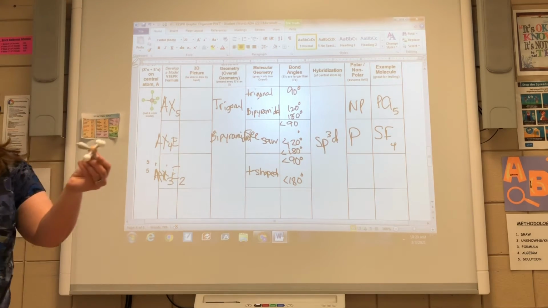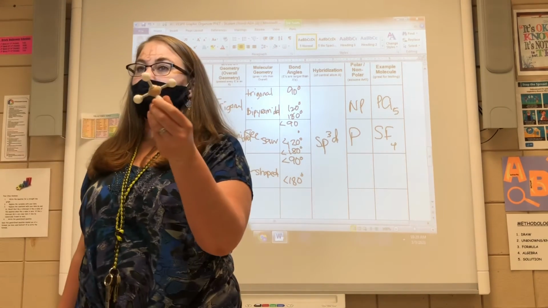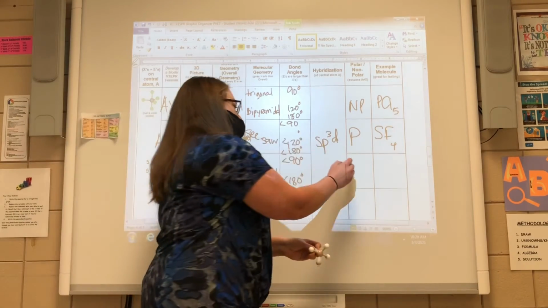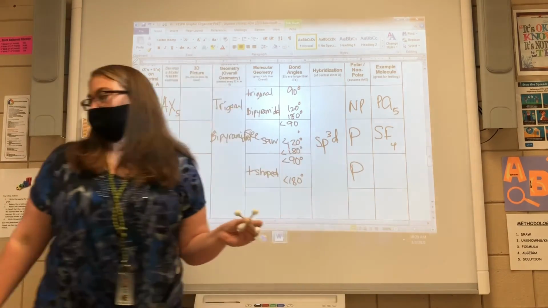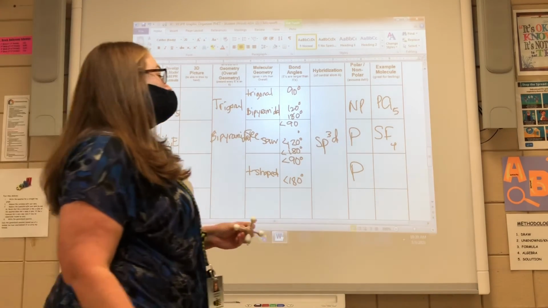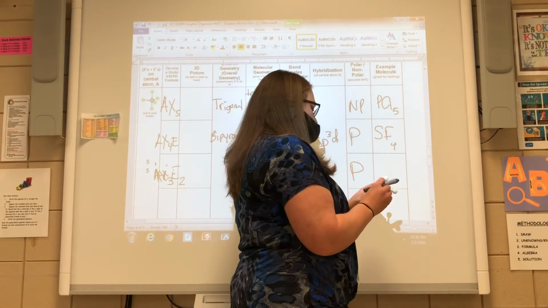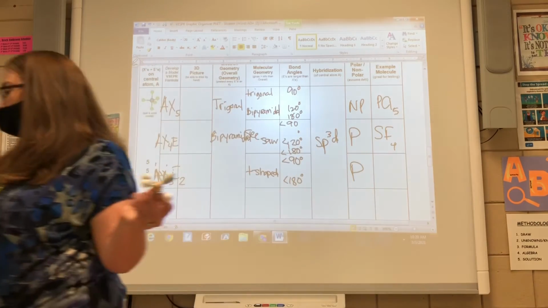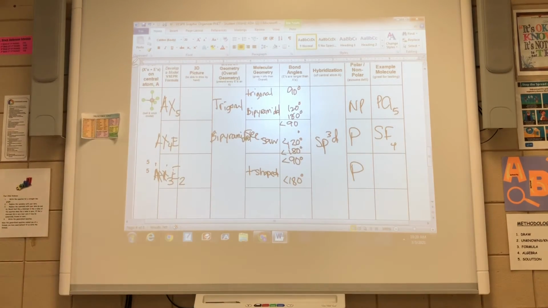So you think this is going to be polar or non-polar? Polar. An example here would be, what does it give me? ClF3.